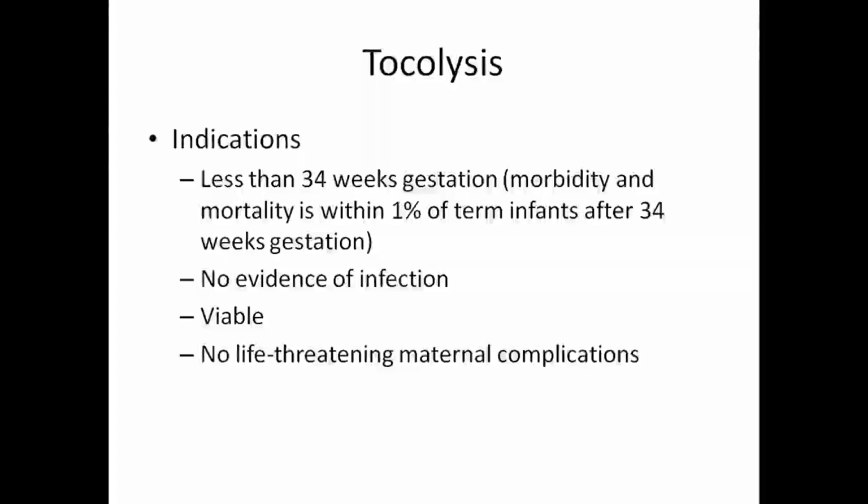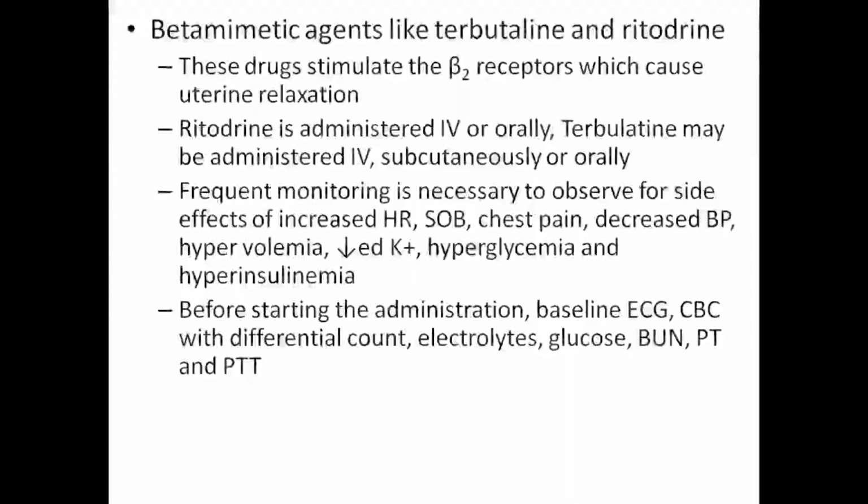The indications are less than 34 weeks of gestation, no evidence of infection, a viable fetus, and no life-threatening maternal complication. Beta-mimetic agents like terbutaline and ritodrine stimulate beta receptors, which cause uterine relaxation. Ritodrine is administered IV or orally. Terbutaline may be administered IV, subcutaneously or orally.